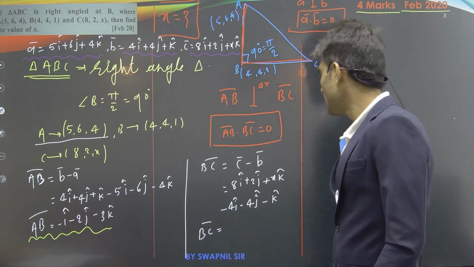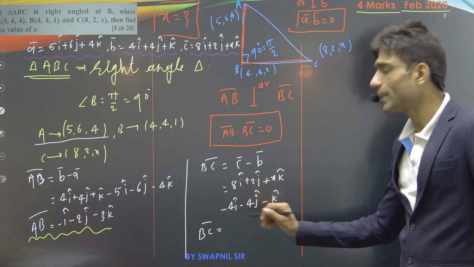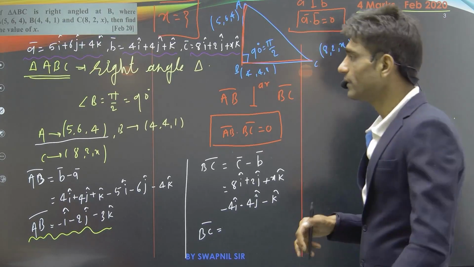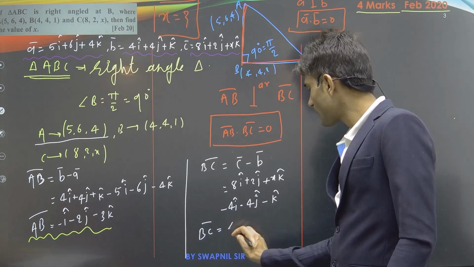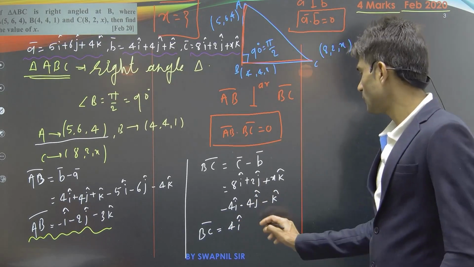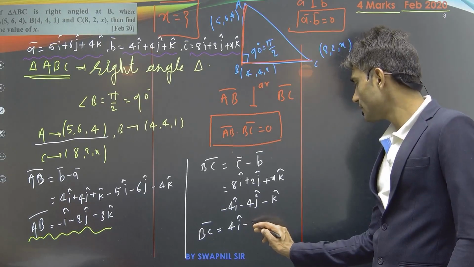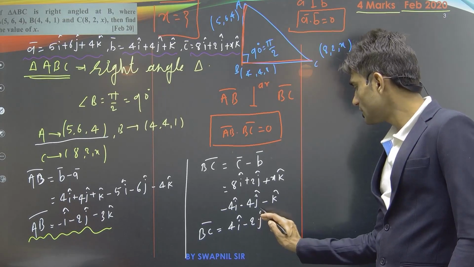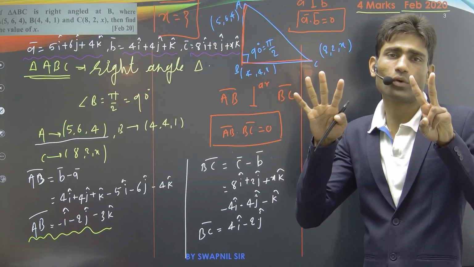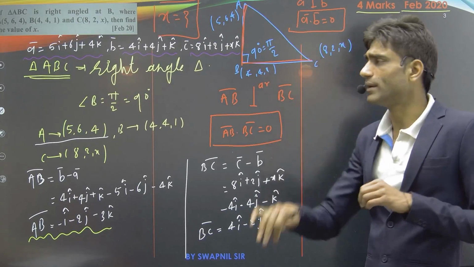So vector BC can be written as 8 i cap minus 4 i cap. So 8 times i cap minus 4 times i cap, we get 4 times i cap, plus 2 j cap minus 4 j cap, that means we get minus 2 times j cap. So it goes to negative 2 times j cap.